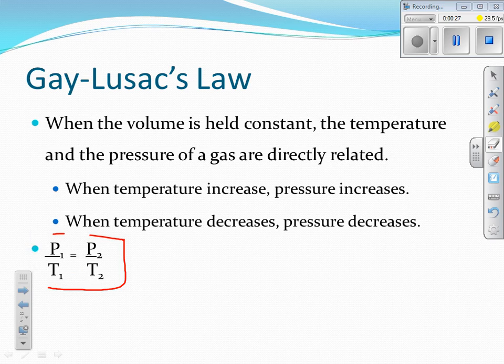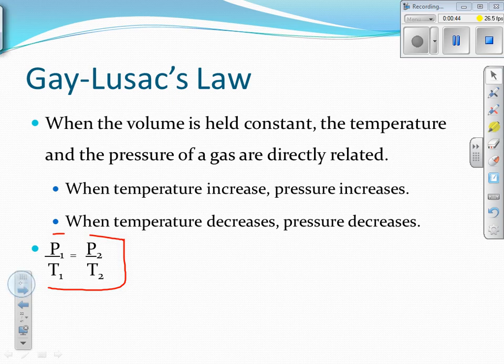So our setup becomes P1 over T1 equals P2 over T2. Remember that this is a division, P divided by T, so this is a direct relationship. When it's direct, you divide. So when the temperature increases, pressure increases. And if temperature were to go down, pressure would go down.